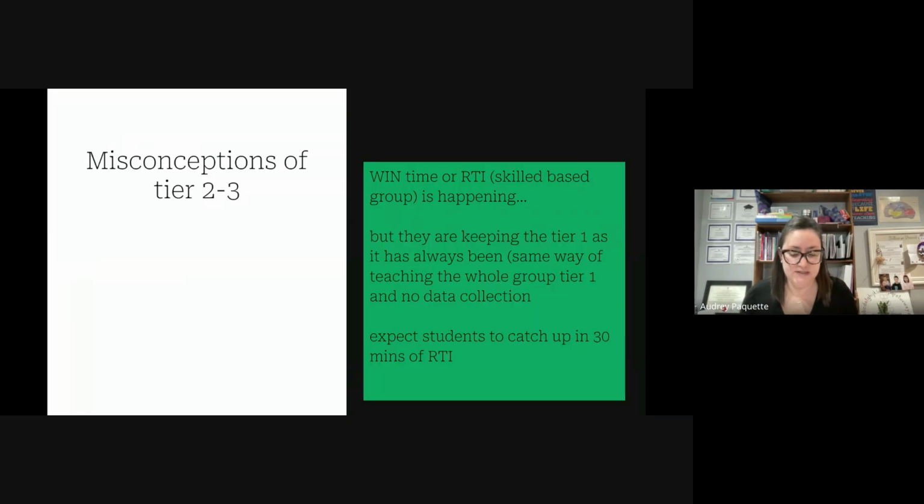Misconception. The misconception is that when we have what I need time or RTI, skill-based grouping is happening. So let's say you have that established, woohoo, but you're keeping your tier 1 as is, as it has always been, doing business the same way with no data collecting necessarily. And then we expect our kids to catch up with 30 minutes of RTI a day. So just food for thought here.